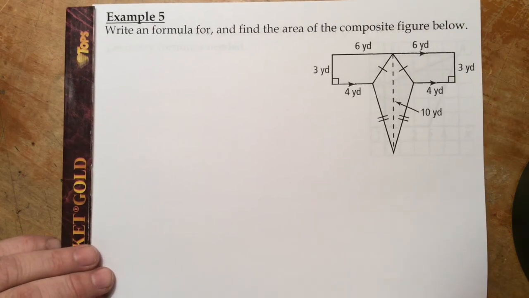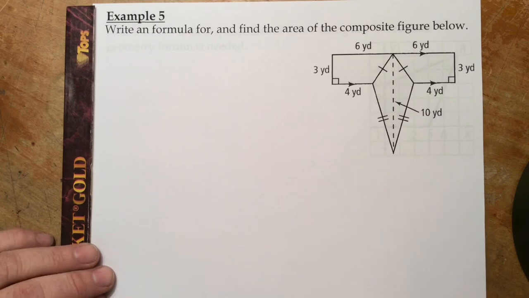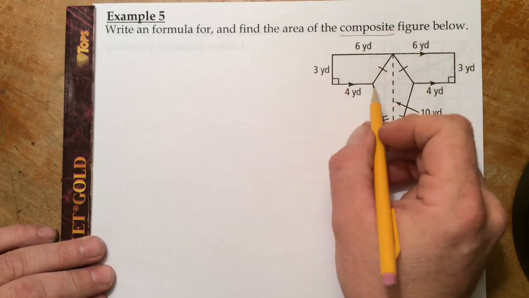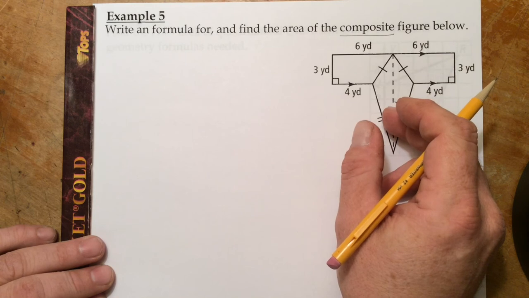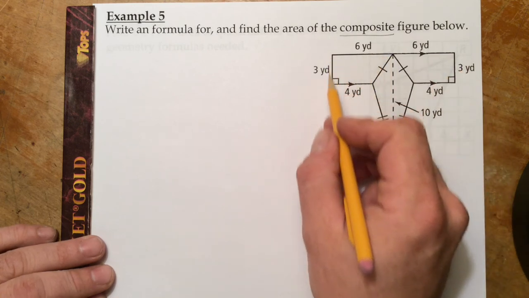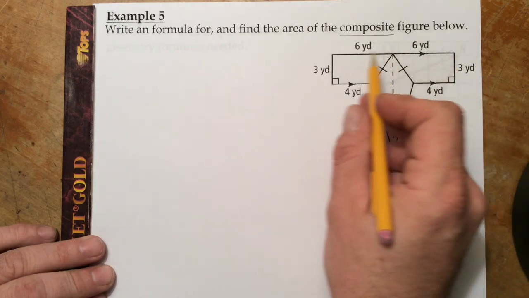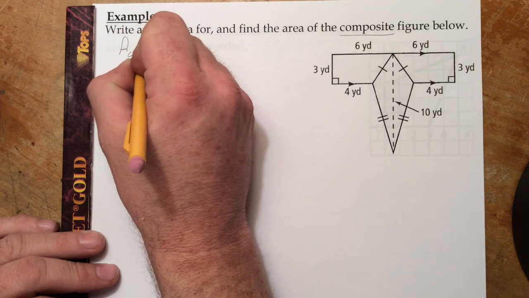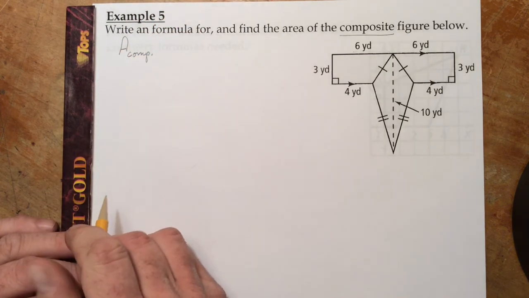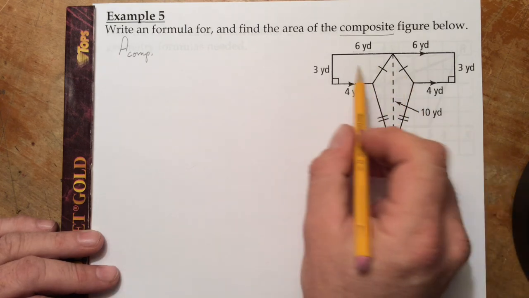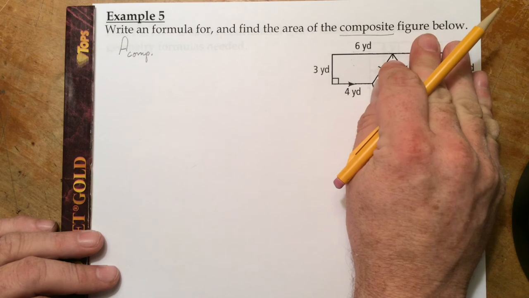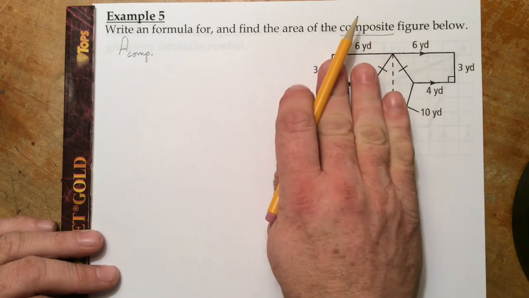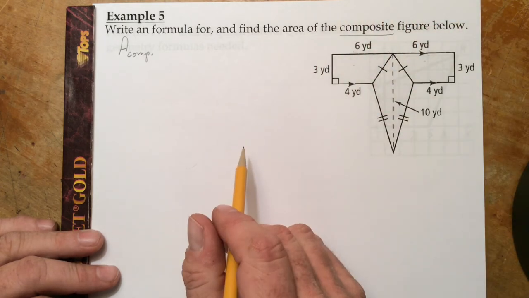Example 5. Write a formula for and find the area of the composite figure below. This is a composite figure because it has 2 or more other simpler figures that are added together, non-overlapping parts. So we've got this shape or figure here. First of all, we want to write a general formula for the area of the composition. Notice we've got a kite, and we've got 2 trapezoids. Notice this trapezoid here and this trapezoid here are congruent trapezoids. One of them has just been simply flipped over to the image of the other.